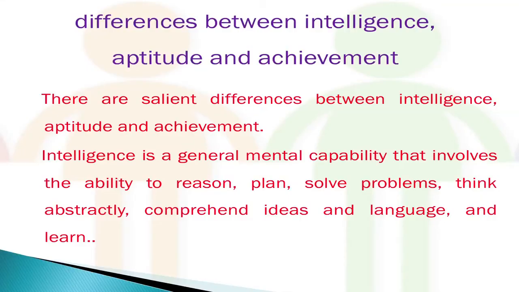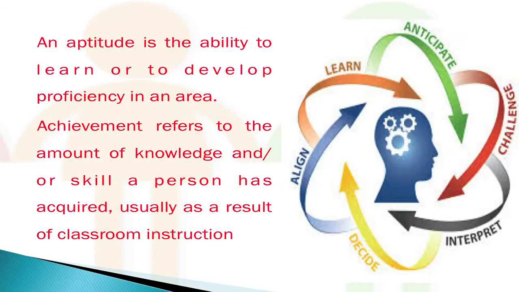There are salient differences between intelligence, aptitude and achievement. Intelligence is a general mental capability that involves the ability to reason, plan, solve problems, think abstractly, comprehend ideas and language, and learn. An aptitude is the ability to learn or to develop proficiency in an area. Achievement refers to the amount of knowledge and skill a person has acquired, usually as a result of classroom instruction.